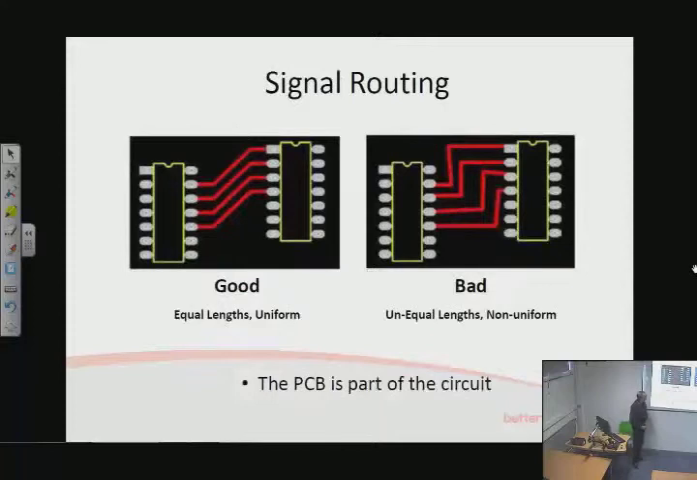Much of the same rules apply to signal routing as well as power. Try and keep our tracks obviously as short as possible, but also equal lengths and not huge routing, things like that. Remember those pictures from the previous lectures. So why do we want equal lengths? Think propagation delays, think race hazards.